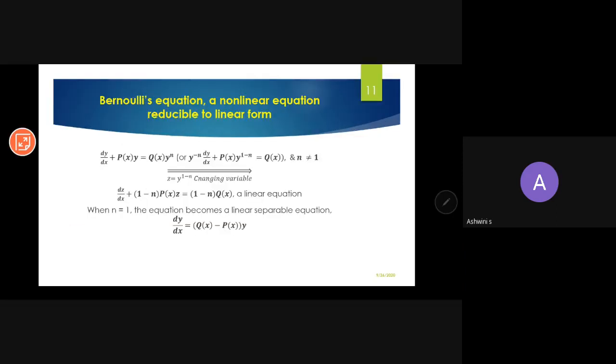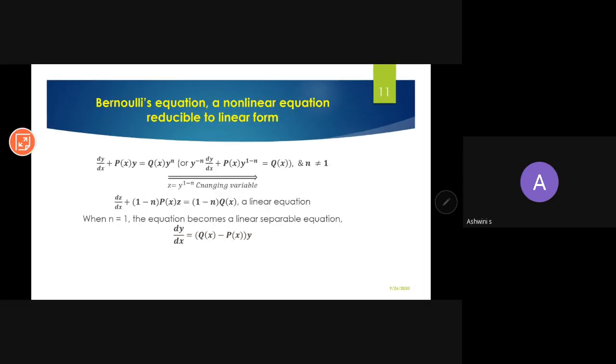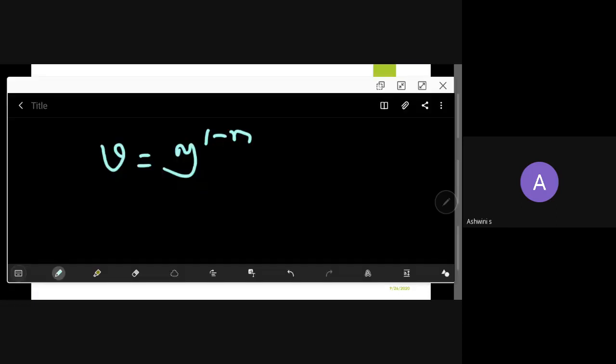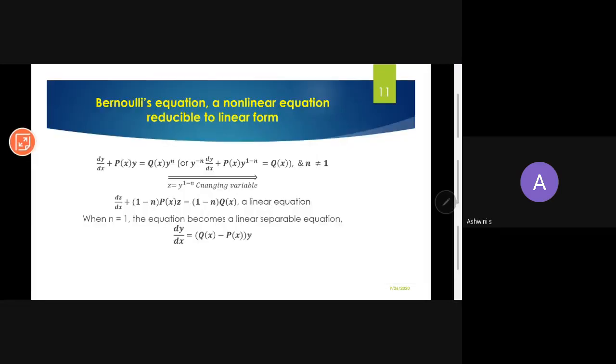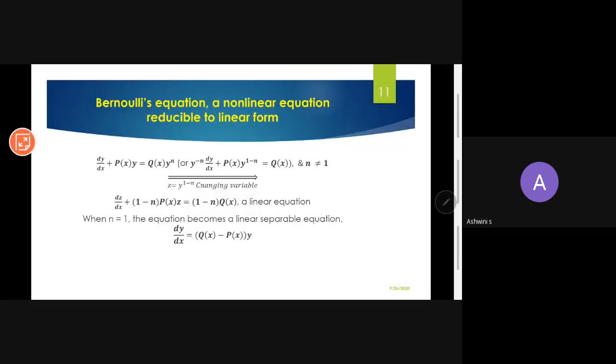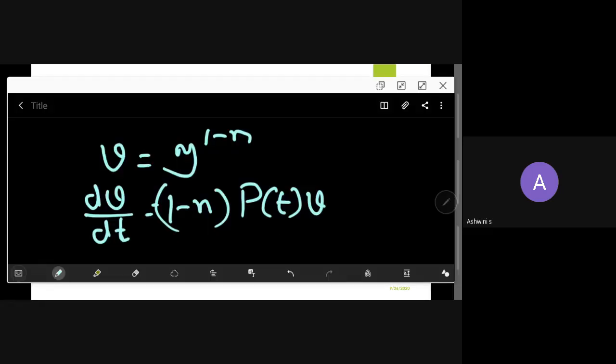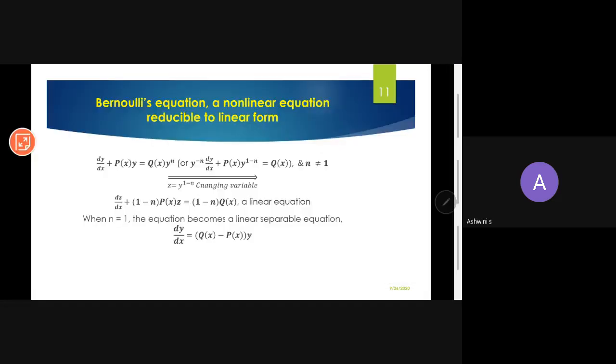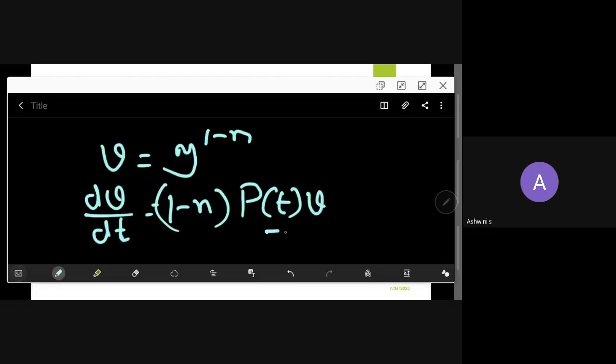In place of z we have v, and in place of x they have t, so dv by dt is equal to 1 minus n into p of t, into v, is equal to 1 minus n into q of t. This will come. That is what I am talking about in the question paper.